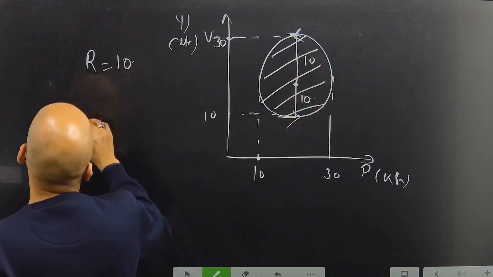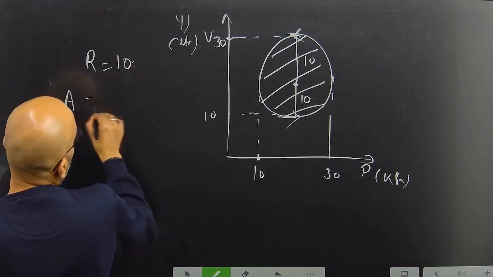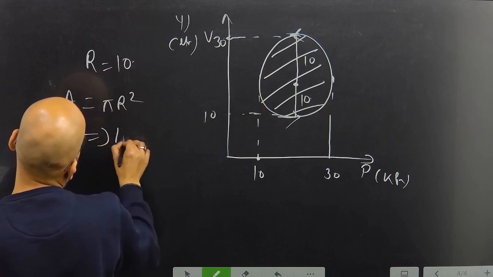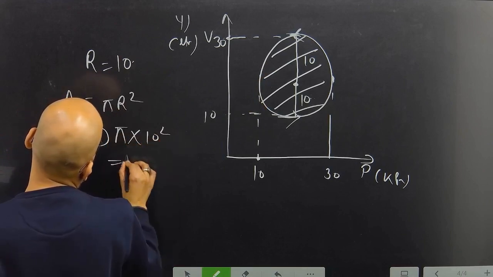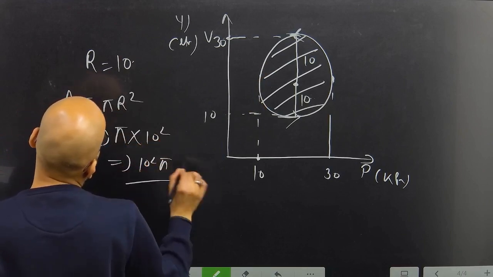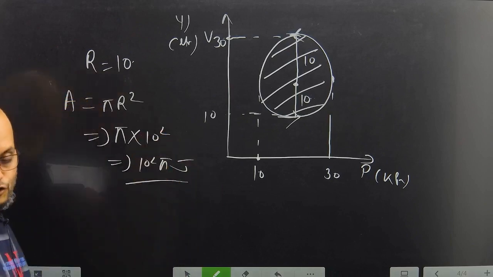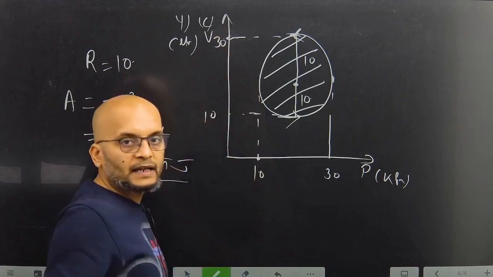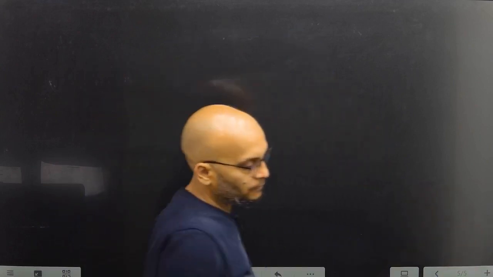Speak up guys. Now the area of this curve you need to find. It is a circular curve, pi r square, that means pi into 10 square. So 10 square pi is the answer. Which option? Option C. Fine. Option C. Clear? Moving on.